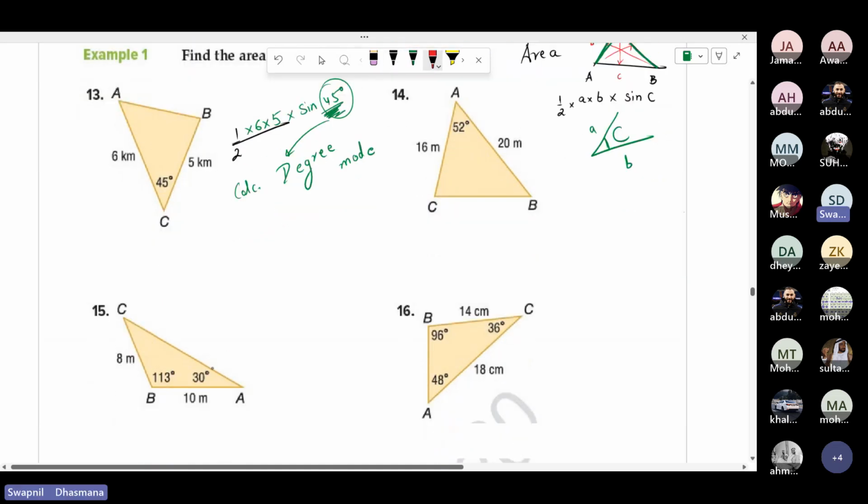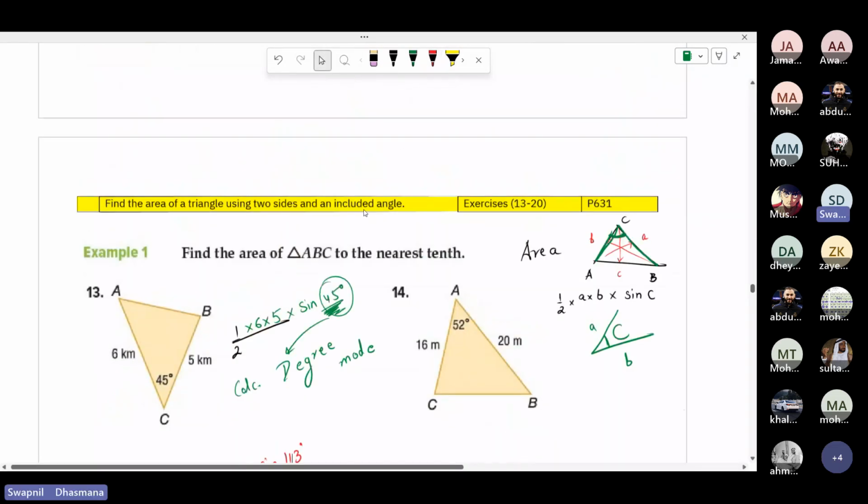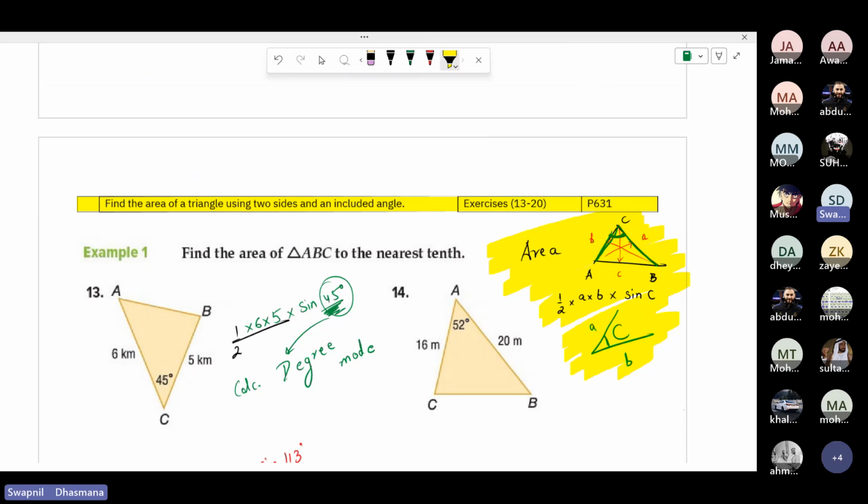You see this one, you have two angles and two sides. So which angle should you take? This one, because it's like A, B and C. So you will do half times 10 times sine 113. So what is this? This is the rule for area of a triangle. This is the rule.